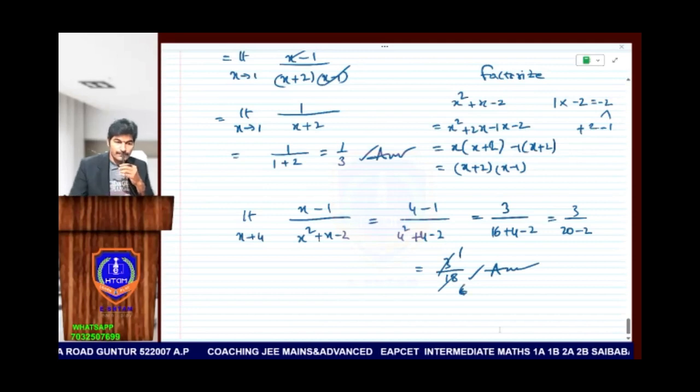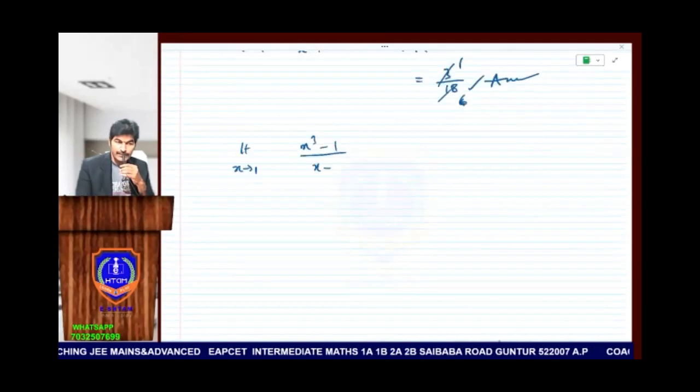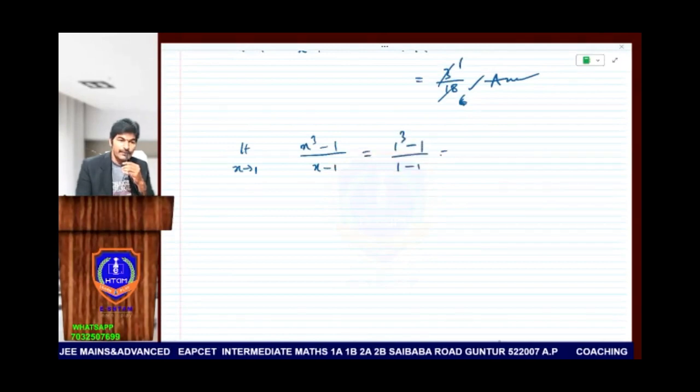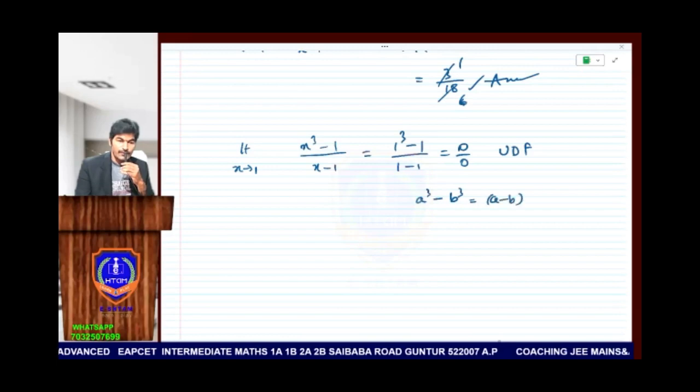Understood? Next, x cube minus 1 by x minus 1. So substitute the values: 1 cube minus 1 by 1 minus 1, which is 0 by 0 undetermined form. Then we will use this formula a cube minus b cube. A cube minus b cube is a minus b into a square plus ab plus b square.